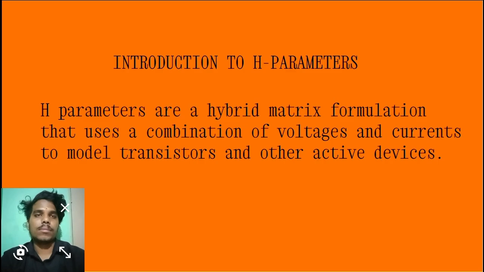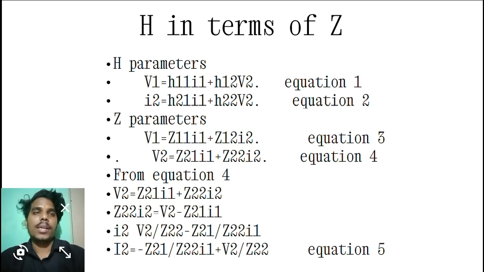Next, introduction to H parameters. H parameters are a hybrid matrix formulation that use a combination of voltages and currents, to model transistors and other active devices. H in terms of Z. While we are converting, we have to consider these formulas.